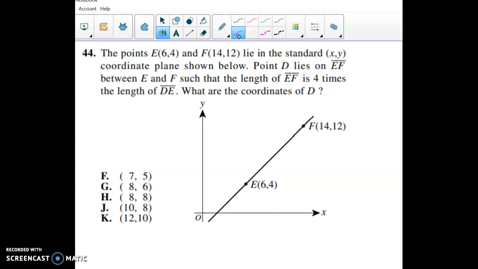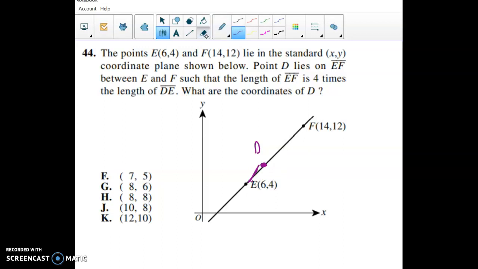Okay, so point D is going to lie between E and F, right? So D has got to be somewhere in here. And we want it to lie in a way that E to F is 4 times what it is from D to E. So my picture is actually probably pretty decent to start, because D to E has got to be basically a fourth, so that EF is 4 times as much. Another way to say that is this distance would be a fourth of the big distance there.